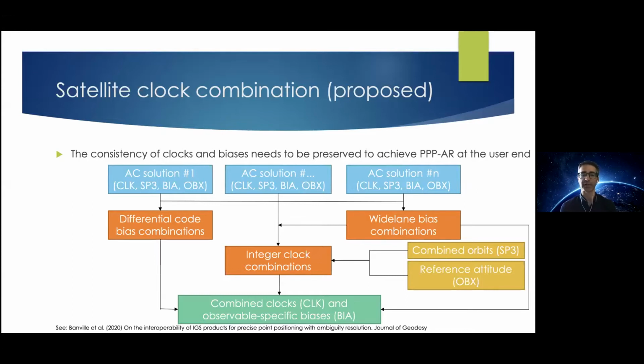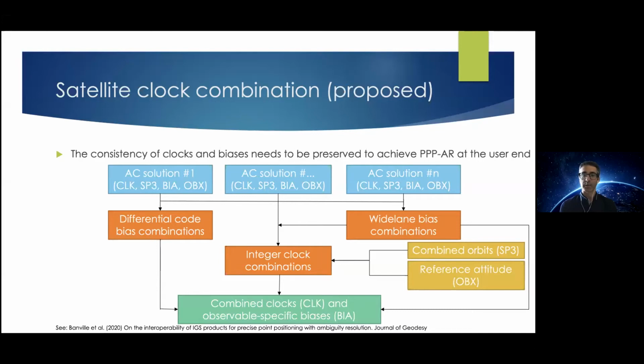And then there's another process that will take the outputs from all of these different combinations and do a transformation that will give us a set of consistent combined clocks and what we call observable-specific biases. And it is the use of these clocks and biases that will enable ambiguity resolution for users. I know I've just skimmed through this process really quickly. For those of you who wish to have more details, I'll refer you to the paper that's mentioned here at the bottom of the screen.